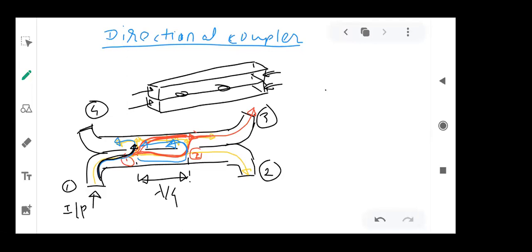180 degrees. So now what is going to happen is that this new signal and the earlier old signal, since they are out of phase and both are trying to travel towards port number 4, both get cancelled out and there is no output at port number 4. So you are going to get output at port number 3 only. No signal will be available at port number 4. But this is going to happen only for the case of lambda by 4.